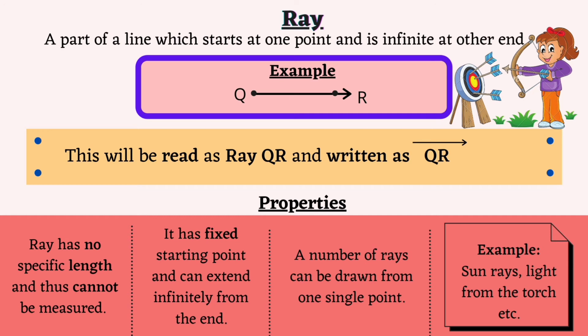Now the ray over here has one fixed starting point and will extend from the other side. The next property says that any number of rays can be drawn from one single starting point. Now the best example of the ray will be sun rays, which start from the sun and go till they reach the earth or any other planet. And the next example can be of a torchlight.